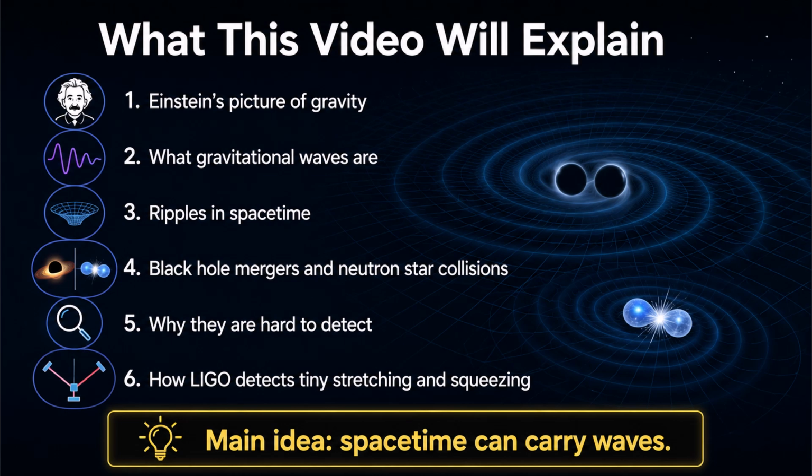Next, we will explain how massive objects can create ripples in spacetime. We will look at black hole mergers and neutron star collisions. We will also see why gravitational waves are so difficult to detect. Finally, we will explain how LIGO detects tiny stretching and squeezing of space. The main idea is simple: spacetime can carry waves.